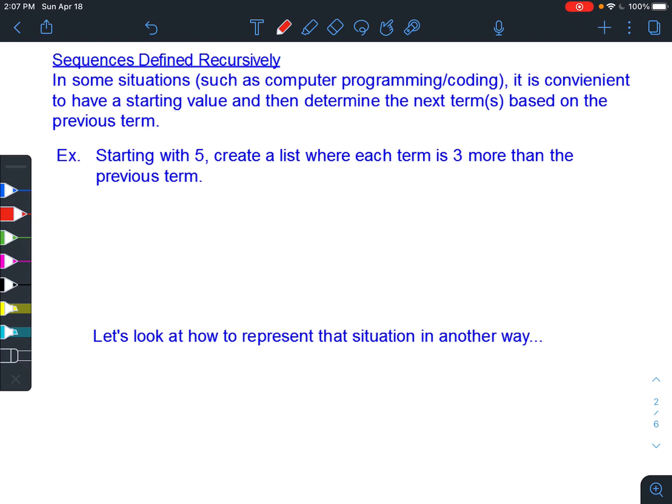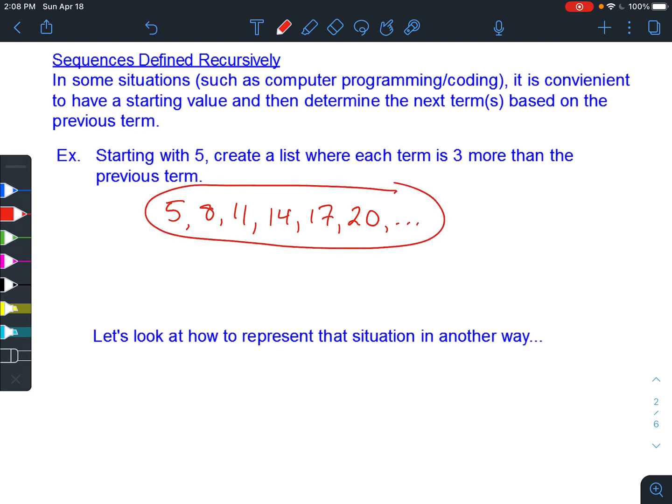Starting with 5, we're going to create a list where each term is 3 more than the previous term. Okay, now without being overly fancy here, I've got 5 I'm starting with, and I want to go 3 more than the previous term, so 3 more than 5 is going to be 8, and then 3 more than 8 is going to be 11, and then 3 more than 11 is going to be 14, and notice we can go ahead and do this for quite some time until we get really, really bored. But anyway, there's your basic sequence there.